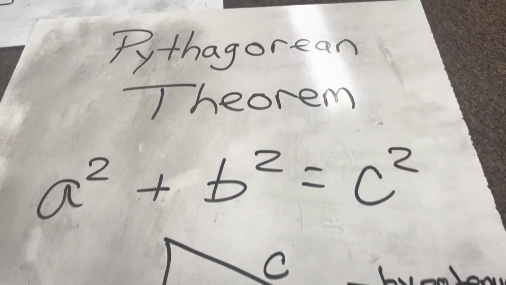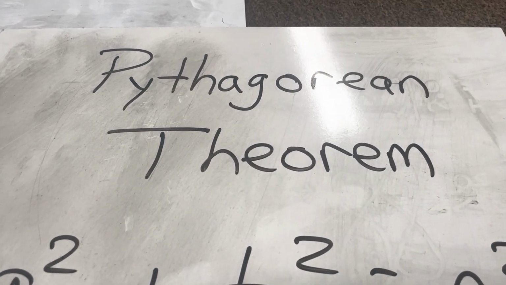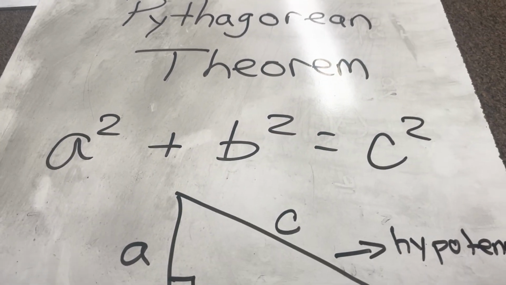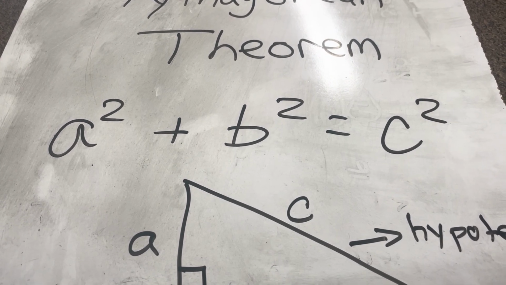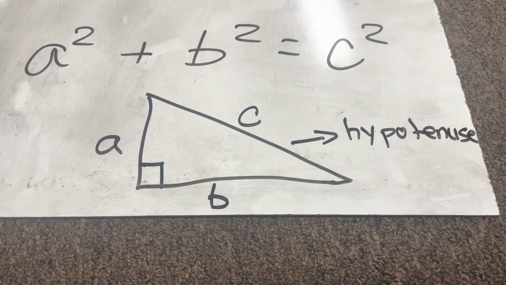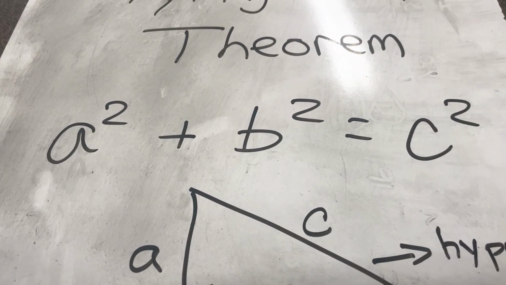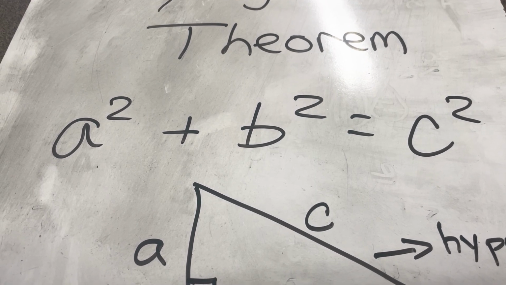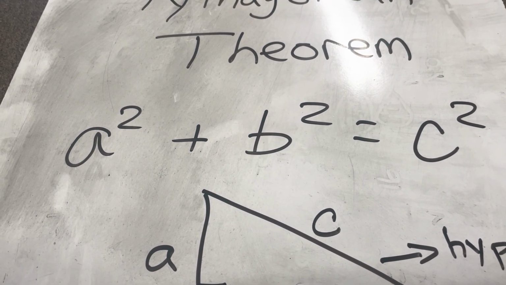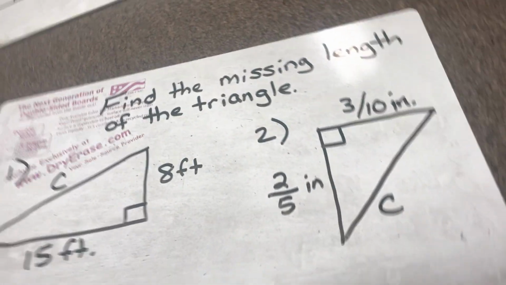So the first part of lesson 9.2, lesson 9.2a, has to do with the Pythagorean theorem. A squared plus B squared equals C squared, and that all has to do with right triangles. So that's the formula we're going to be working with. We're going to be referring to that a lot: A squared plus B squared equals C squared. So let's get to our first board here.